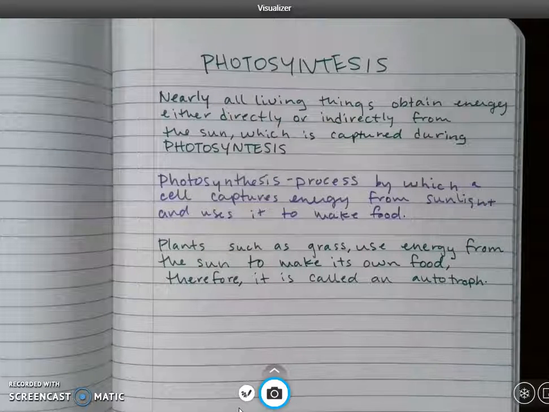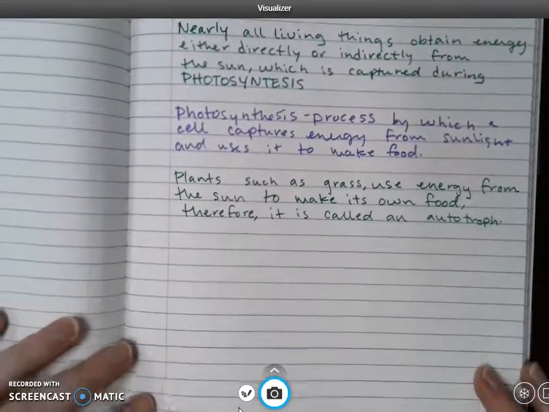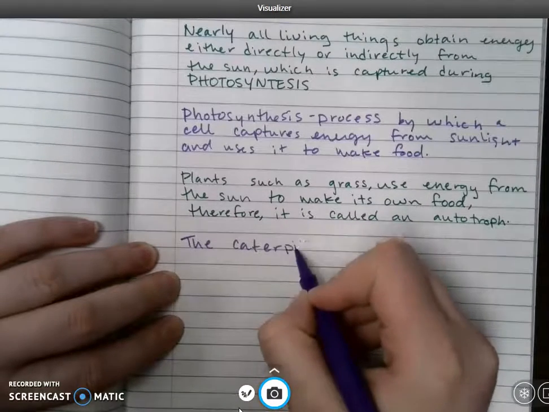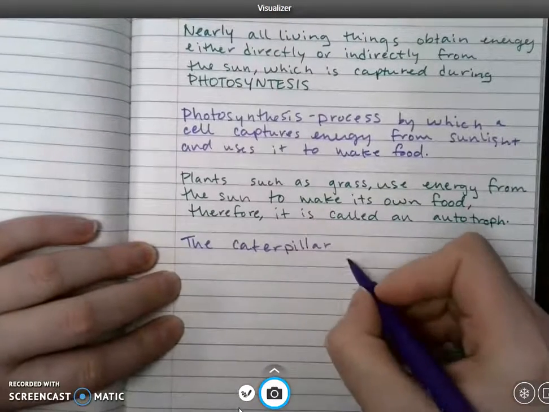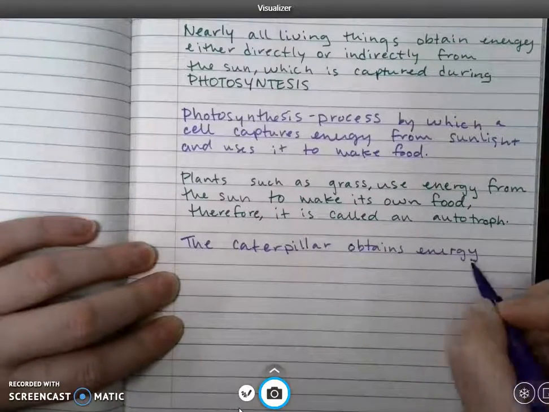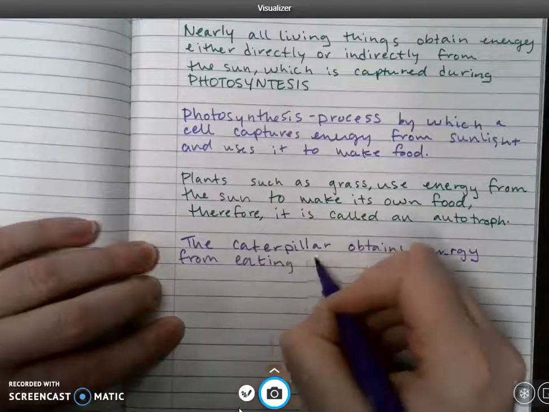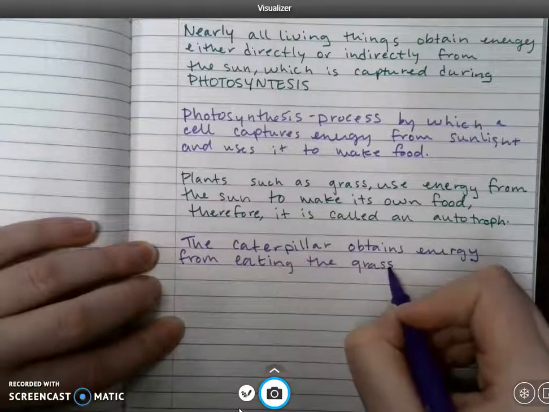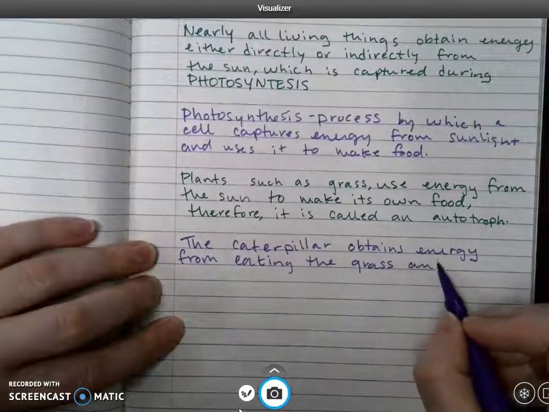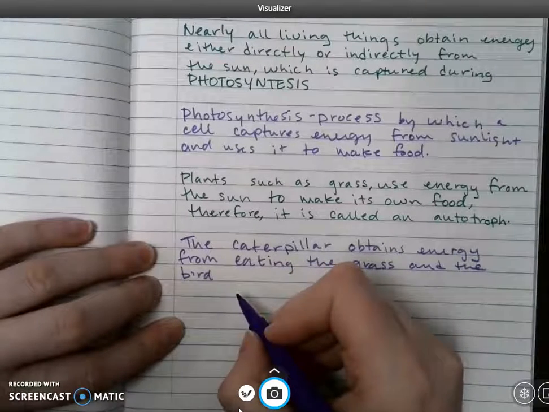I'm going to switch to another colored pen so that it's easier for you to distinguish what to write. The caterpillar obtains energy from eating the grass, and the bird obtains energy by feeding on the caterpillar.